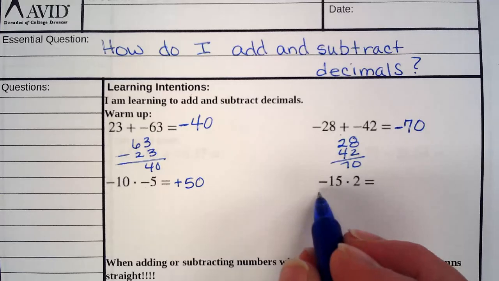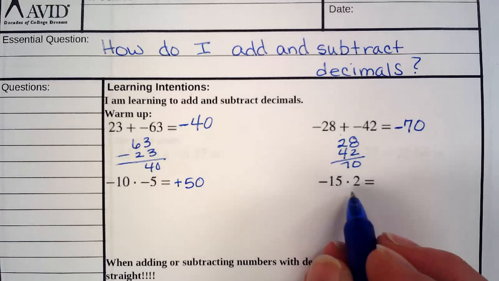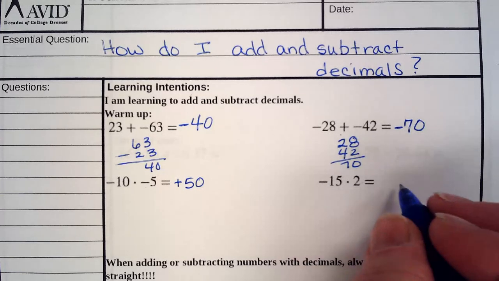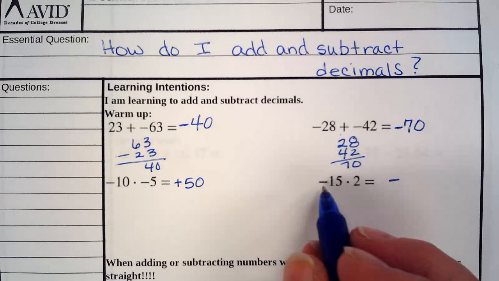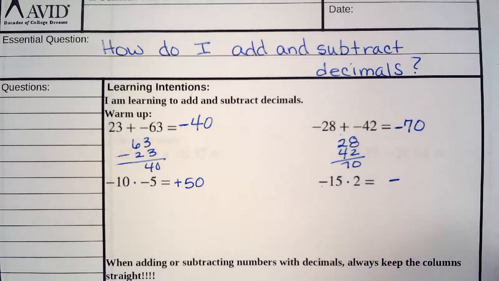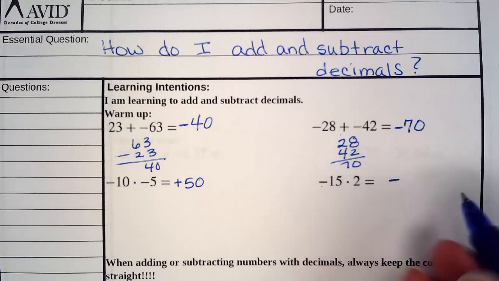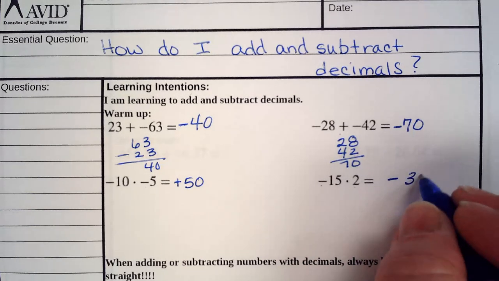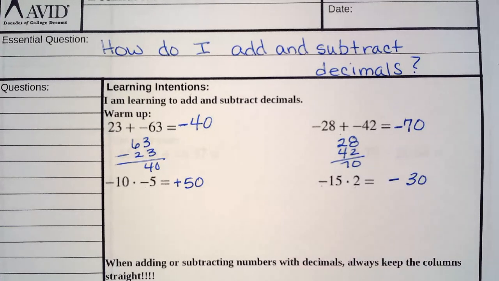However, if they're opposite signs, the number becomes negative. Negative times positive is a negative. 2 times 15 is 30. So if you're still struggling with multiplying and adding and subtracting the numbers with unlike signs, please practice.